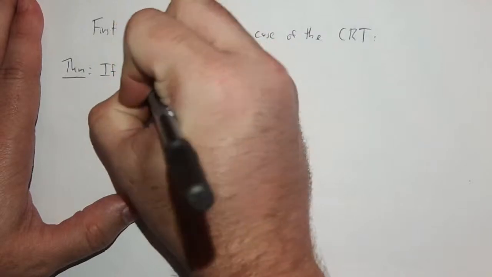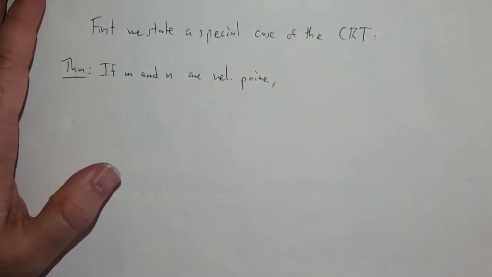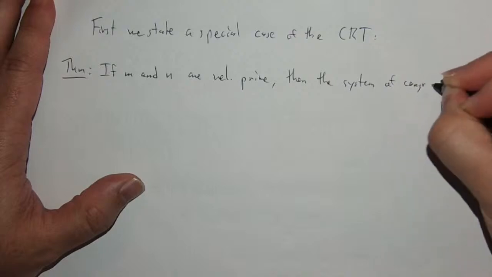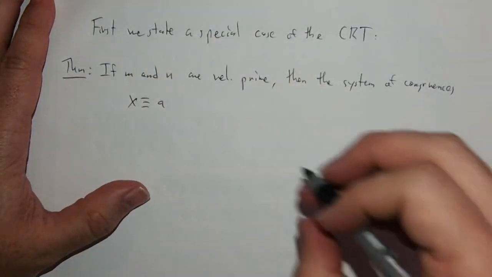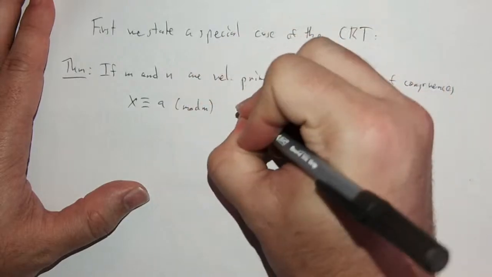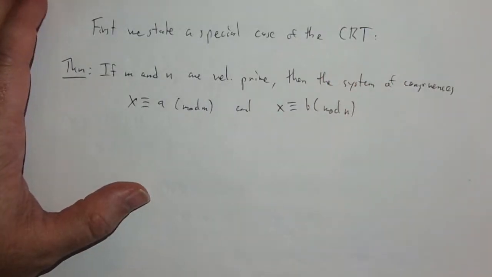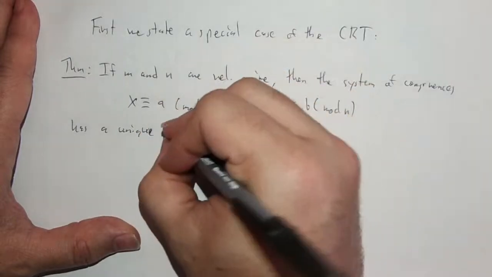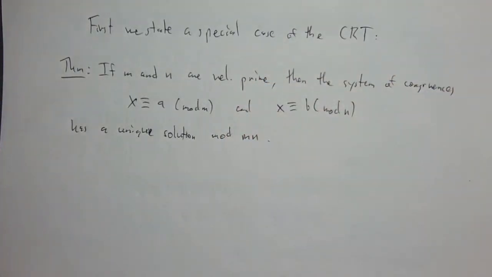If m and n are relatively prime, then the system of congruences x is congruent to a mod m, and x is congruent to b mod n, has a unique solution mod m times n.